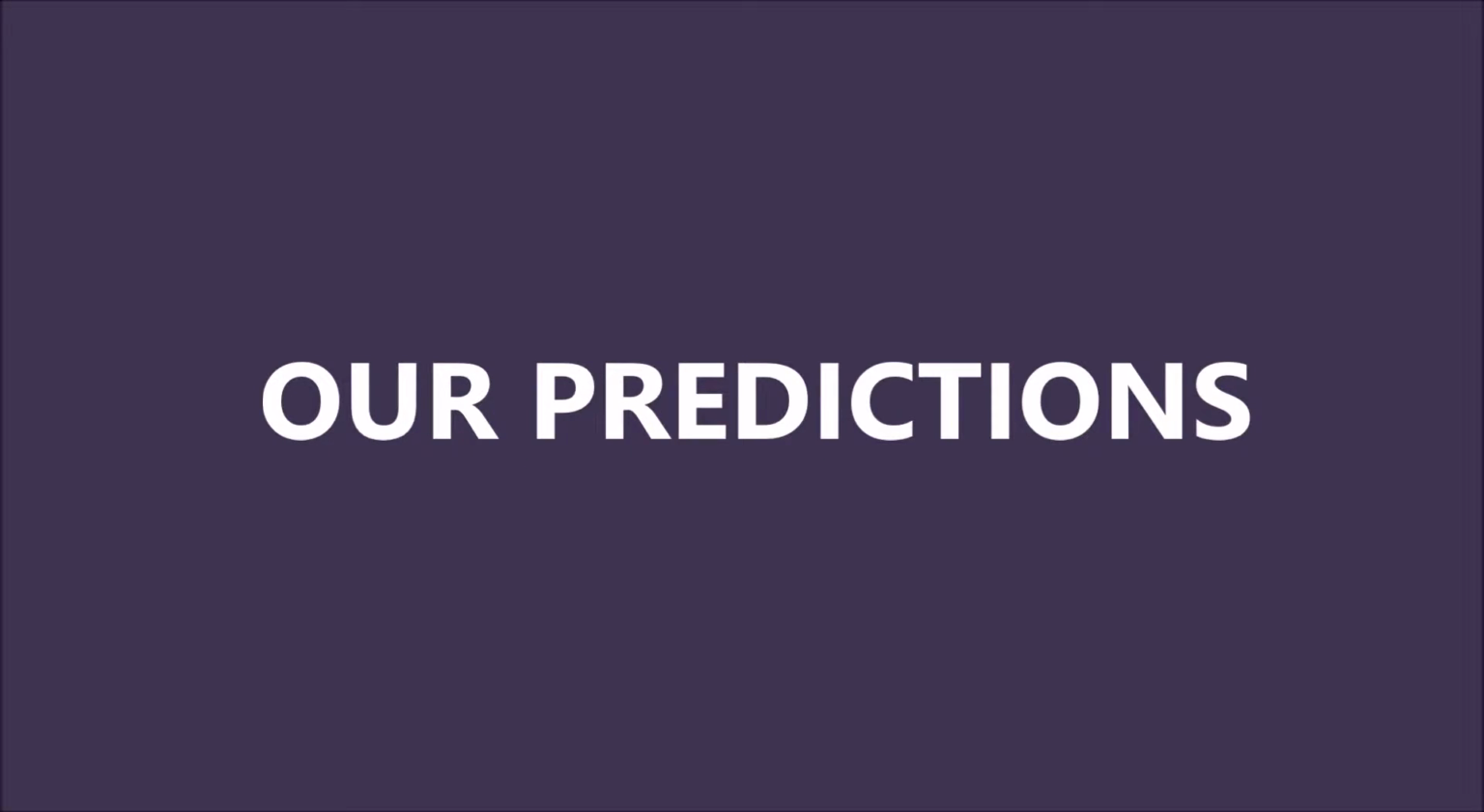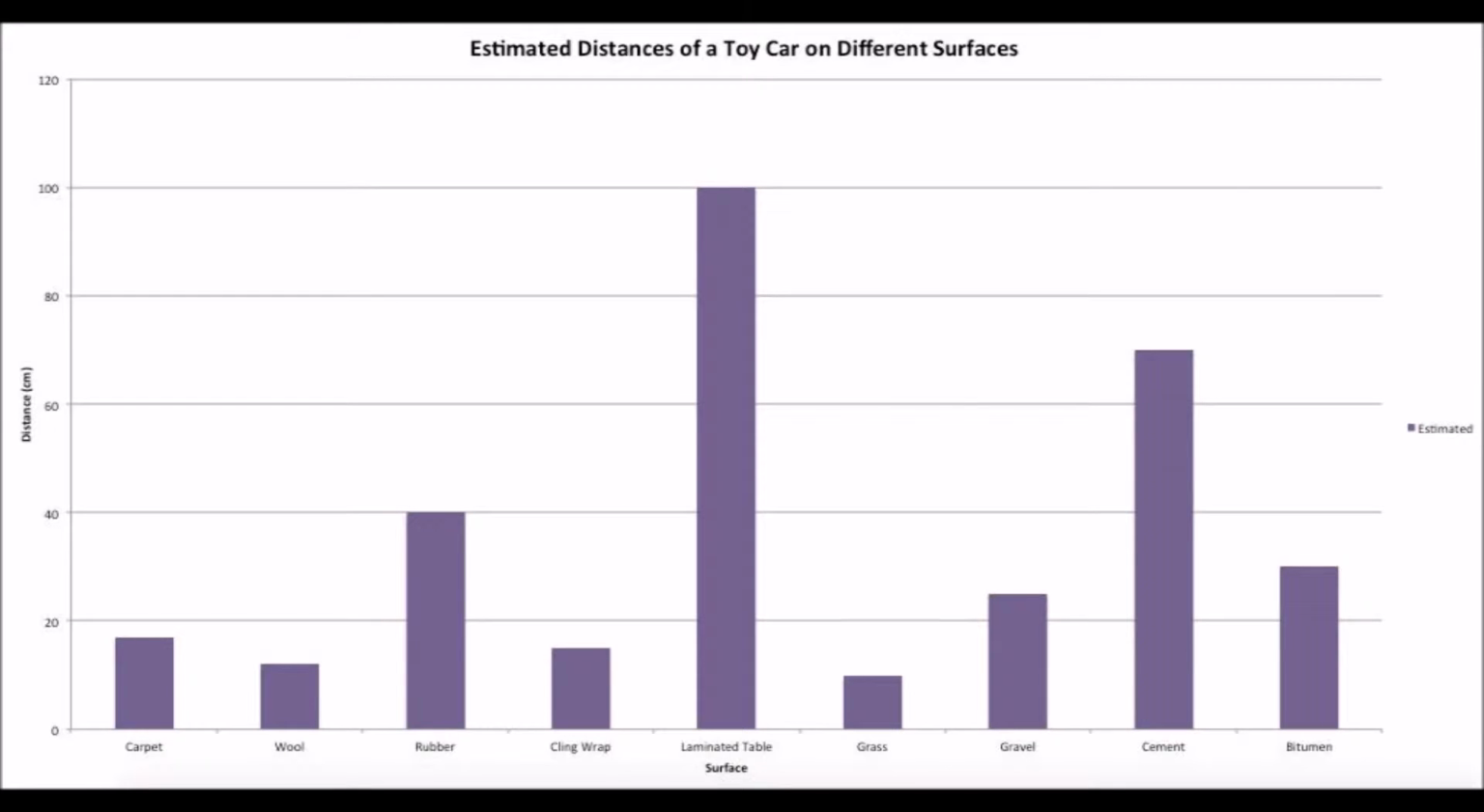We predicted that on the different surfaces, the car would travel 17 centimeters on carpet, 12 centimeters on wool, 40 centimeters on rubber, 15 centimeters on cling wrap, 100 centimeters on a laminated table, 10 centimeters on grass, 25 centimeters on gravel, 70 centimeters on cement, and 30 centimeters on bitumen.